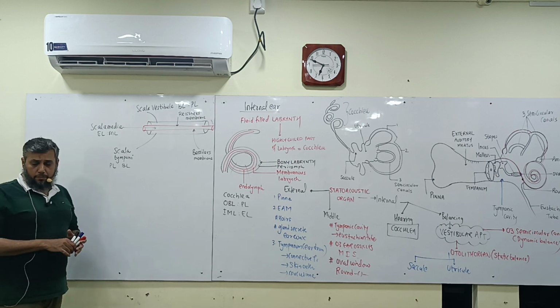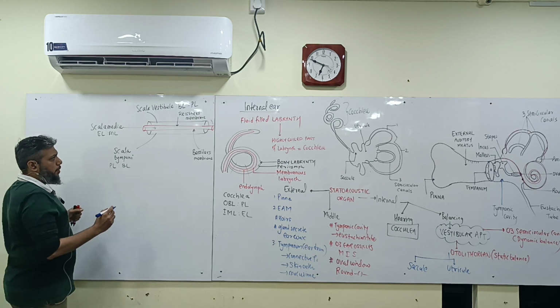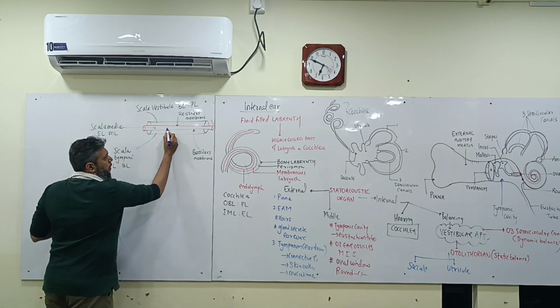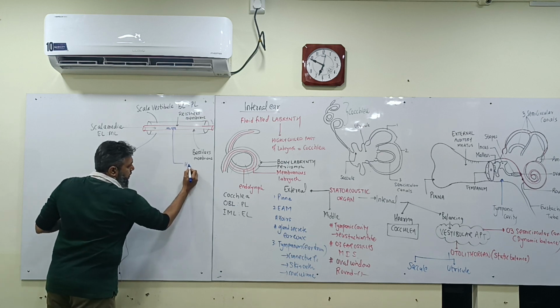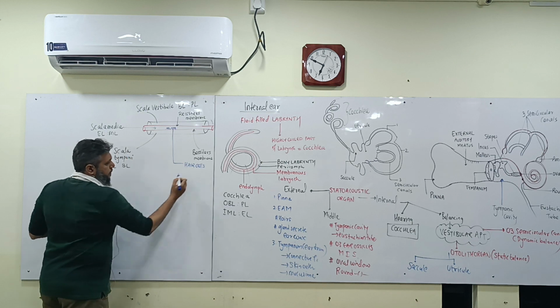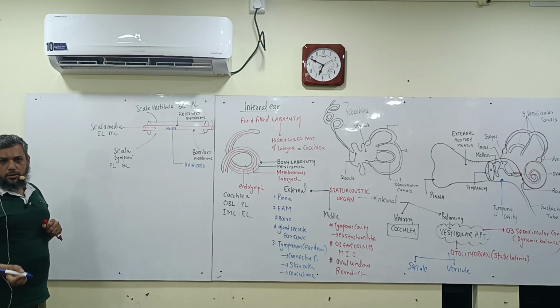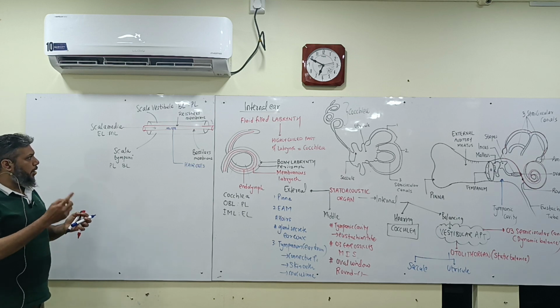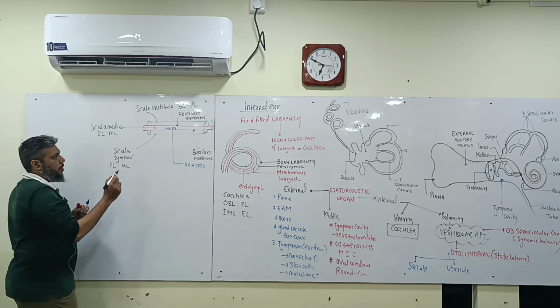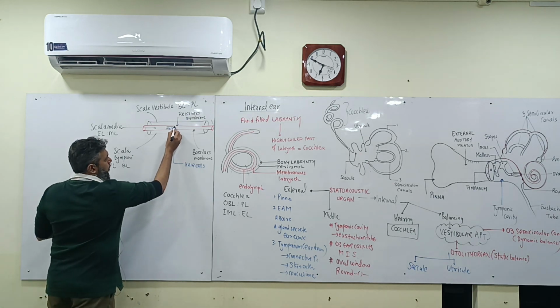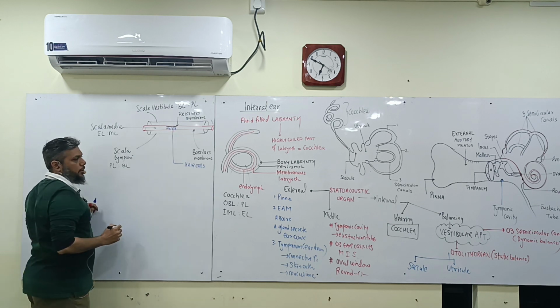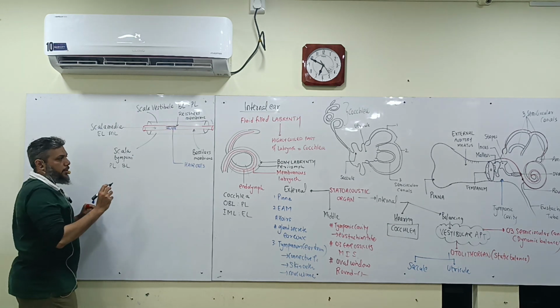Now, kids, I want you to look at the basilar membrane. On the basilar membrane, there are hair cells called outer and inner hair cells. What is there on the basilar membrane, kids? The hair cells. Where are they located? On the basilar membrane. And above the hair cell, there is one more membrane. An elastic membrane, which is called the tectorial membrane.